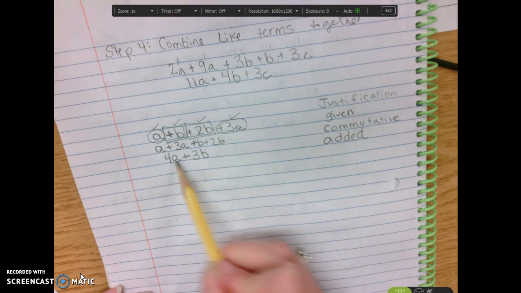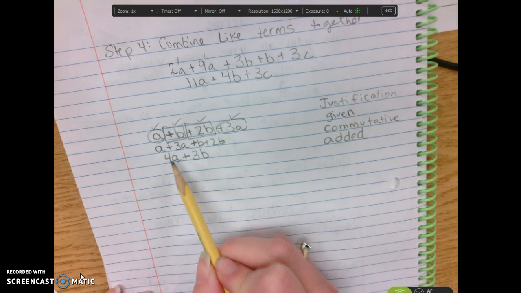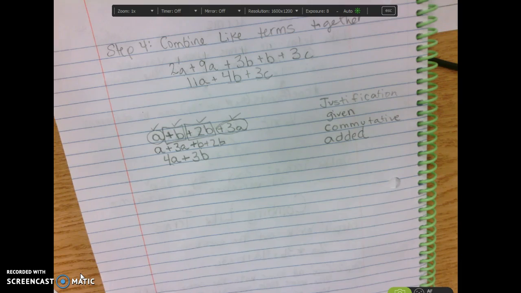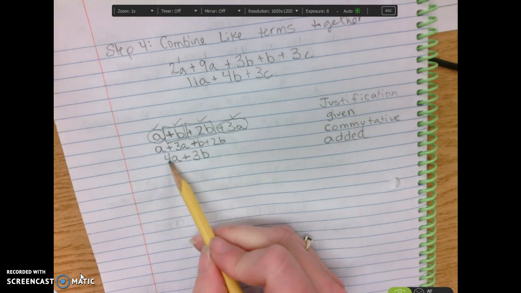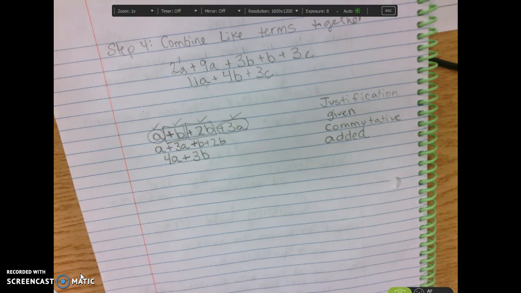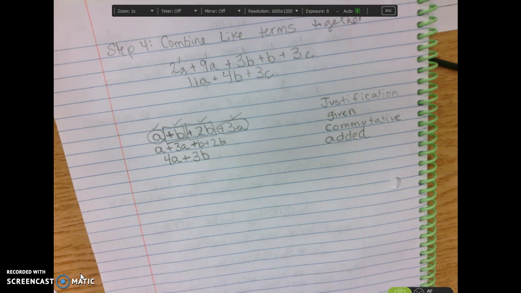Now, I do not have any other like terms. I cannot combine apples and bananas. They are 2 different things, just like groups of A are different than groups of B. So that is as simple as I can get, and I have finished combining my like terms and simplifying the expression. Let's try another one.